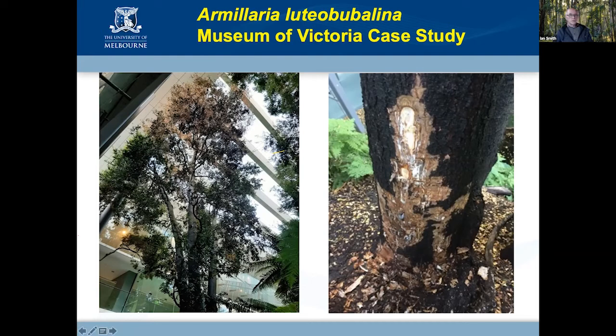You can see here, this is the Eucalyptus cunninghamii that has rapidly died. And you can see the mycelium up underneath the bark of the actual tree.